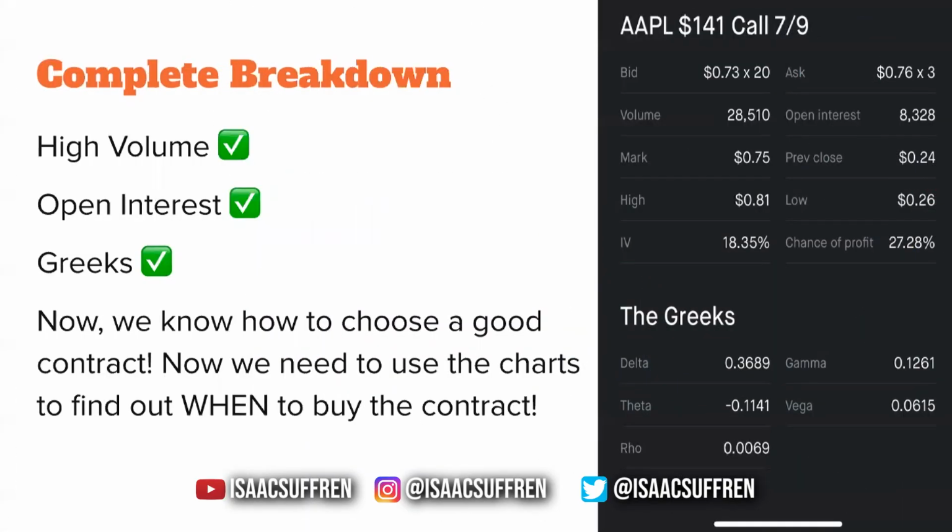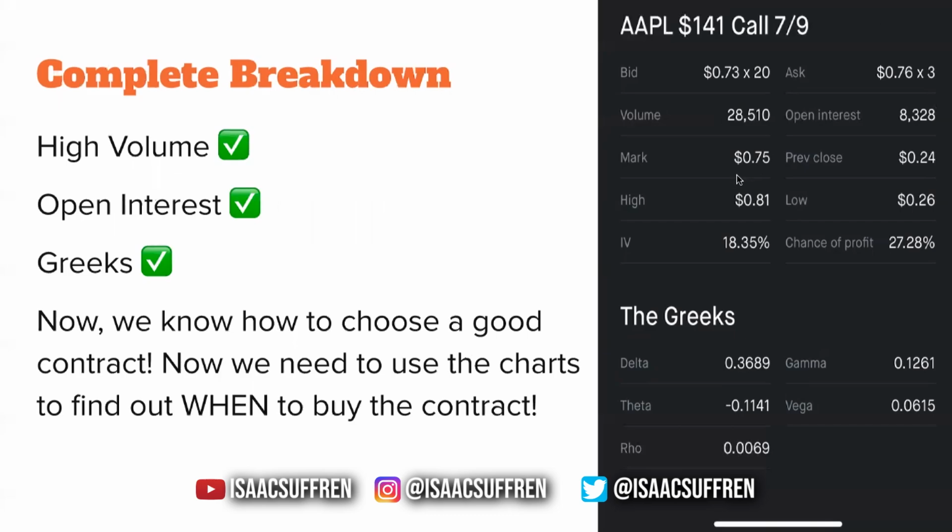But me being a day trader or somebody who likes to day trade, I kind of do both. I will find a contract with high volume, high open interest. The delta looks cool, then I'm in the trade if the charts say it's time to buy. So complete breakdown really quick. We want high volume, we want open interest, we want good Greeks, right?